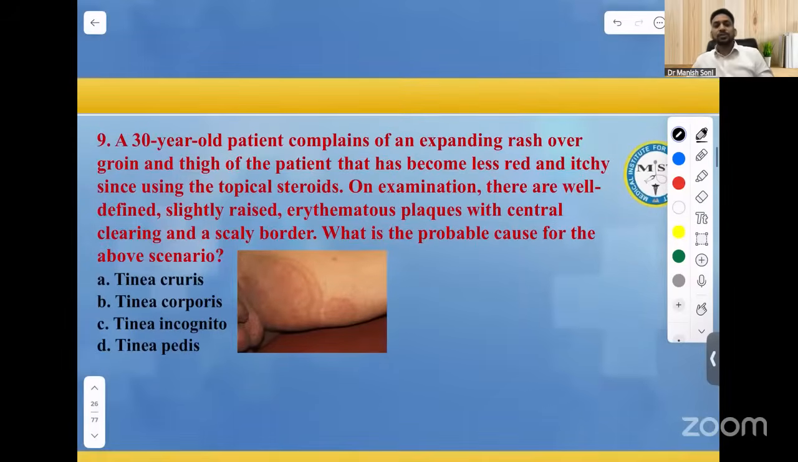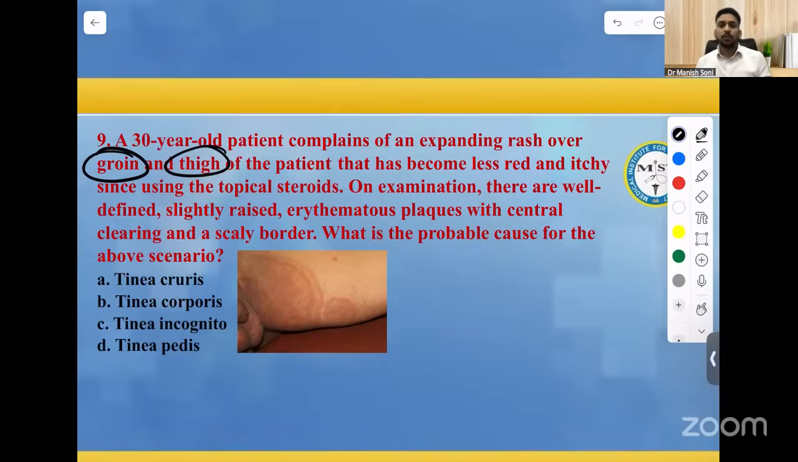Now coming to the next question, again a very recent question. Recently in the last FMG exam, this question came. A 30-year-old patient complains of an expanding rash which is increasing over the groin. So the groin of the patient, as you can see in the image, along with the thighs, has become less red and itchy since using the topical steroid. So the patient started applying steroid over these rashes.